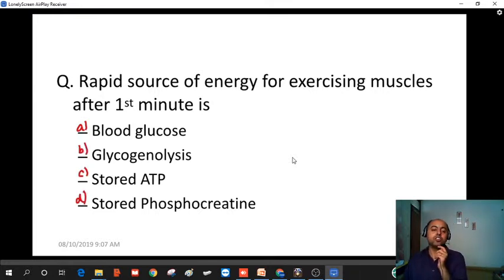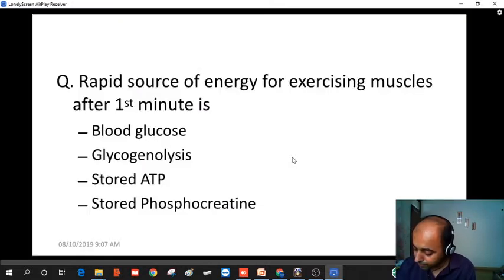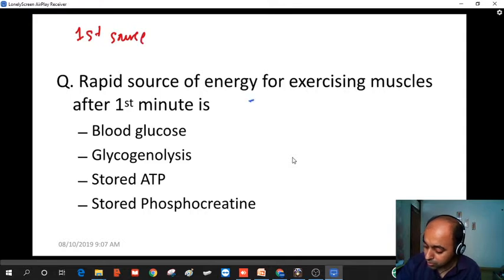Rapid source of energy for exercising muscle after first minute. See, this question has been asked in multiple ways. What is the first source of energy for exercising muscle? What is the rapid source of energy for exercising muscle after first minute? Another question can be, first source of ATP. These are two different questions, and the answer for each of them is different.